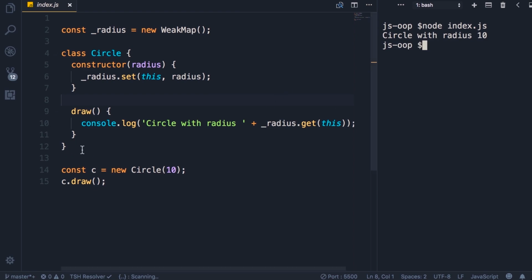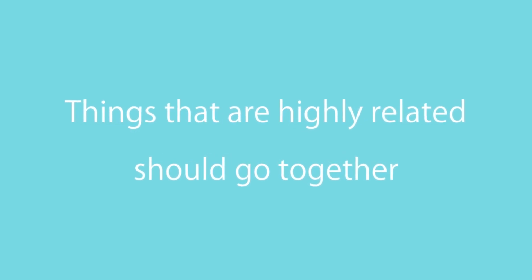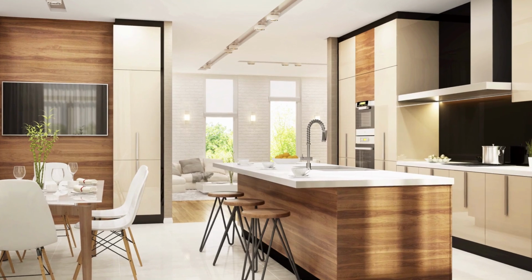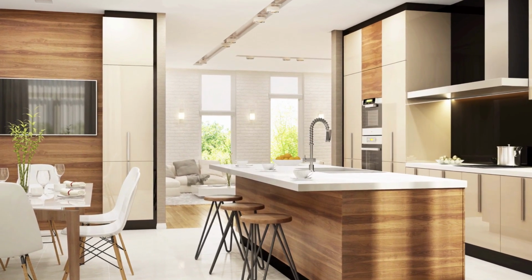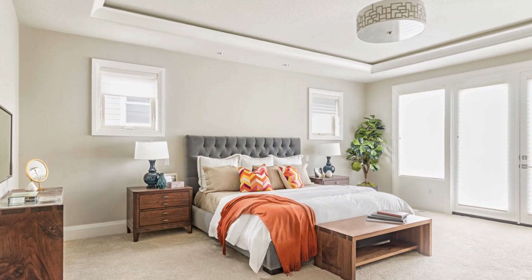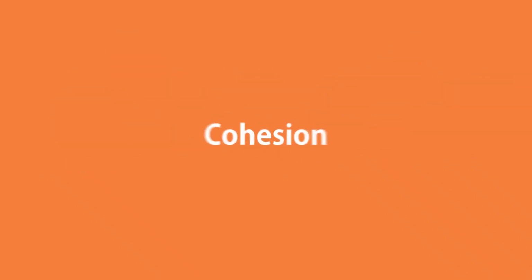So here's a basic rule of thumb about modularity. Things that are highly related should go together. For example, in your kitchen, you have glasses, plates, spoons and forks, and so on. You don't store your clothes in the kitchen, right? They belong to your bedroom. So things that are highly related go together. This is what we call cohesion in software engineering. The same principle applies to code.